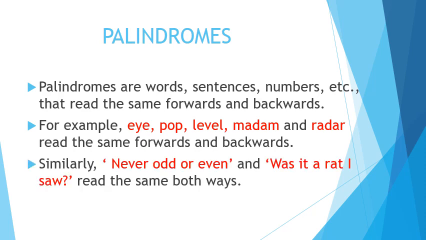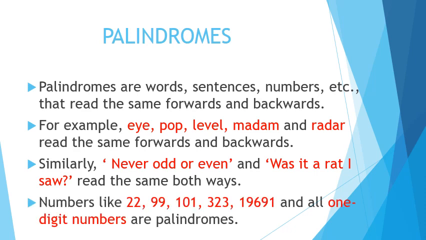Similarly, "never odd or even" and "was it a rat I saw" read the same both ways, from forward as well as from backward. Numbers like 22, 99, 101, 323, 19,691 and all one-digit numbers are palindromes because they will read the same both ways, from backward as well as from forward.